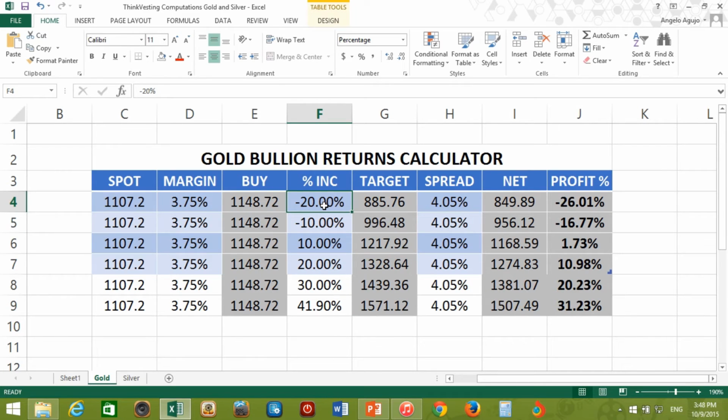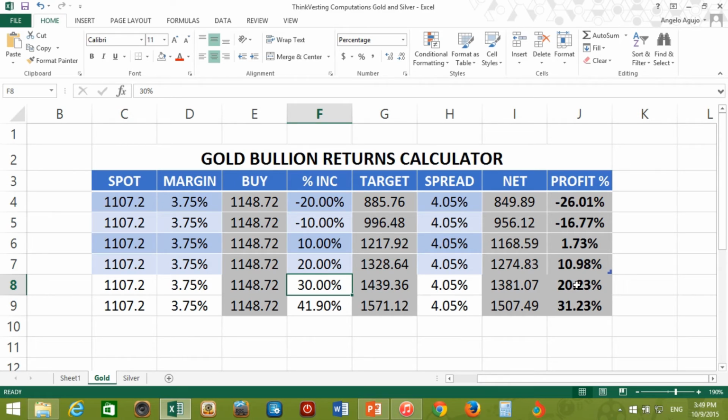In these different scenarios, I'm going through a possible scenario where, let's say, gold drops 20% more. I would incur a negative 26% loss. A 10% decrease in the price would hit me for a negative 16% loss. A 10% increase in the gold price would give me around 2% profit. A 20% increase in the spot price would result in about an 11% profit for me.